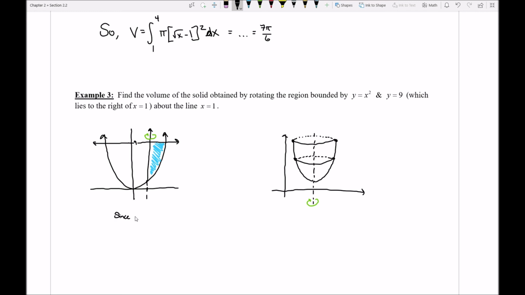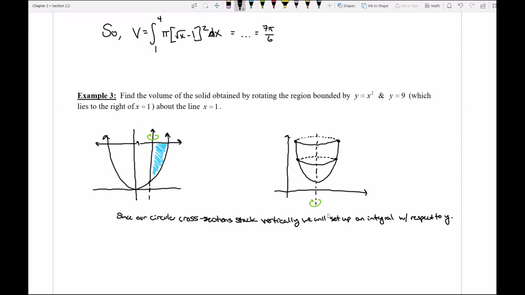So I'll state this. Since our circular cross-sections stack vertically, we will set up an integral with respect to y. So let's try to see what this particular solid actually looks like using the online applet. So let's go ahead and switch over to that and see how it would be similar and different to what we did back in example 1.